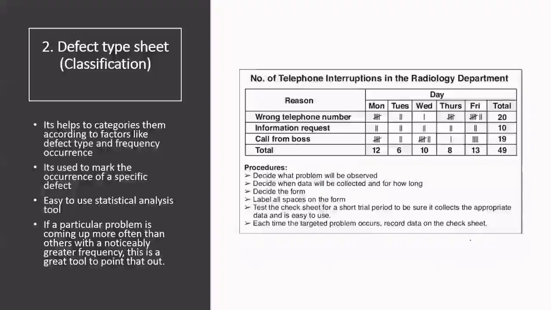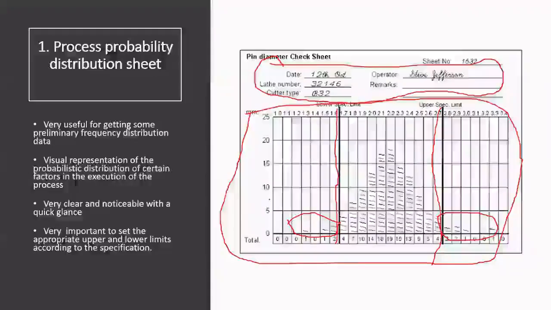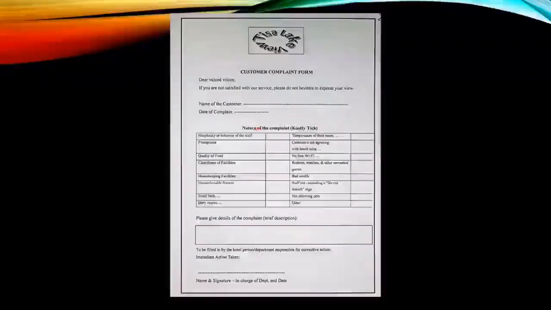This is number 2, defect type sheets, classifications. First of all, it is better to go through this given example. Here also they have mentioned the reasons. Here also you can see they have mentioned the reasons. Right? In our case, it has also mentioned the reasons.